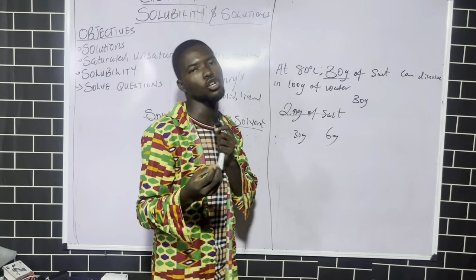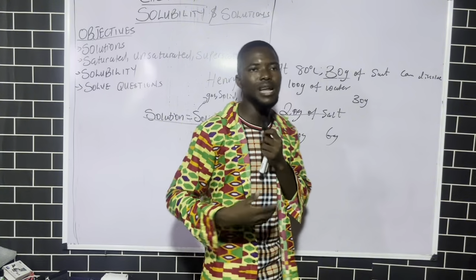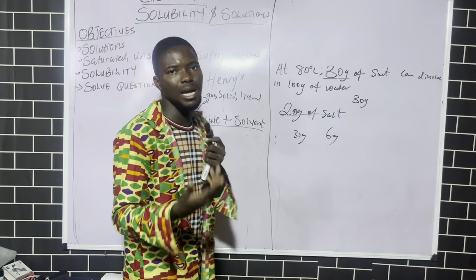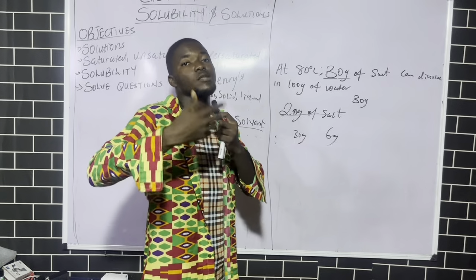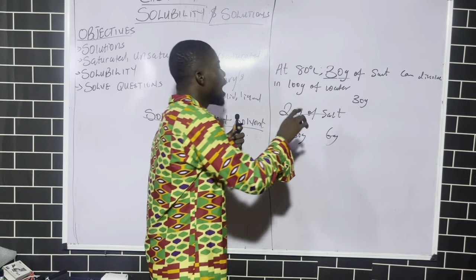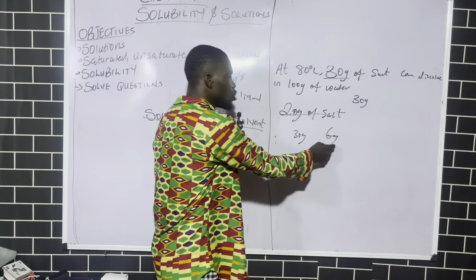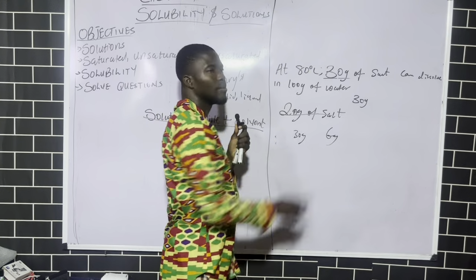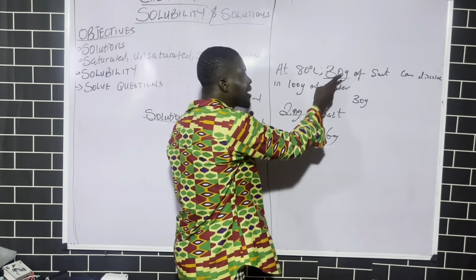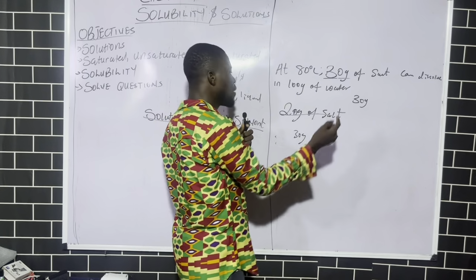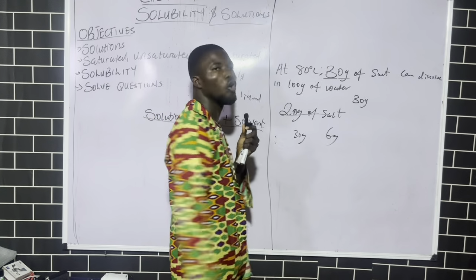This is where the definition of a saturated solution comes in. At a particular temperature, it is a solution that has received as much solid as it is supposed to receive, in the presence of undissolved solute. So if you bring 36 gram, the normal capacity of that saturated solution is 30 gram. We are bringing 36 gram, so the 30 gram will dissolve, and the 6 gram will be left undissolved.